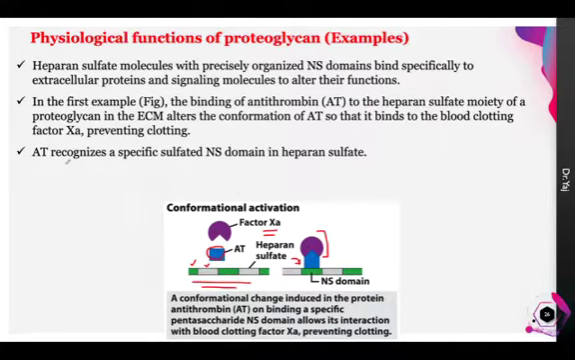So what is the take-home message here? The antithrombin 3 is able to recognize specific sulfated NS domain in the heparan sulfate molecule. And once the antithrombin 3 binds to the NS domain, it undergoes a conformational change, and this conformationally altered antithrombin then is able to bind to factor 10A, which is a serine protease involved in clotting, and by binding to factor 10A, it inhibits its function and therefore prevents the formation of blood clot.